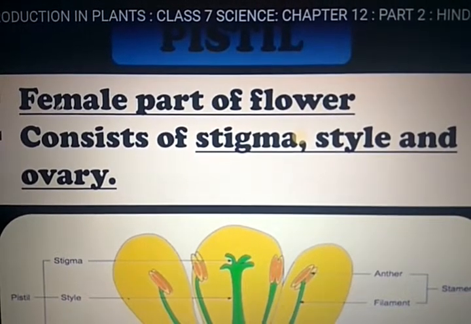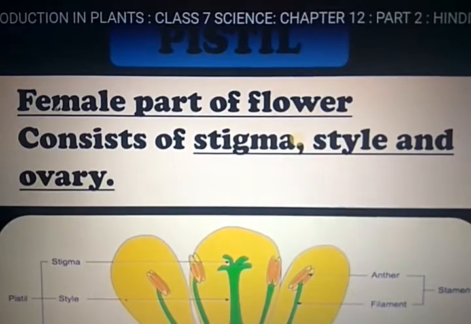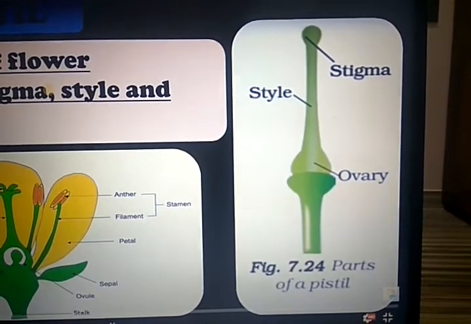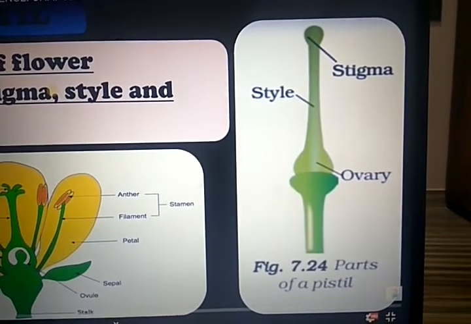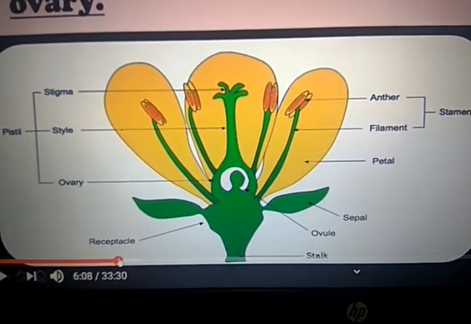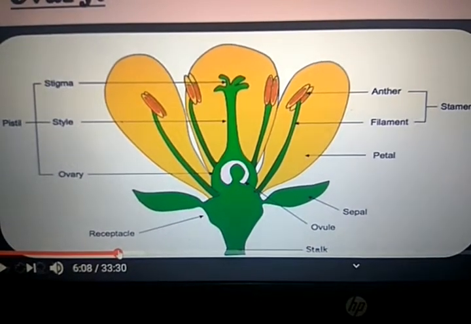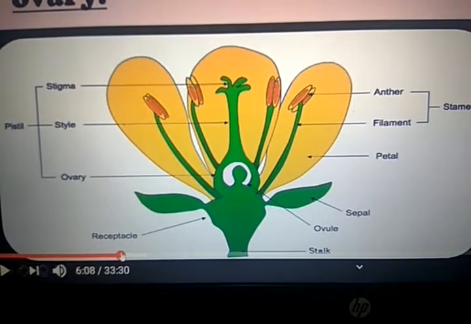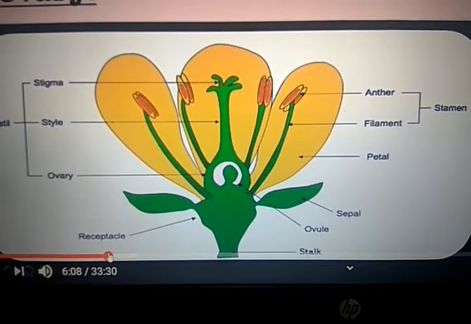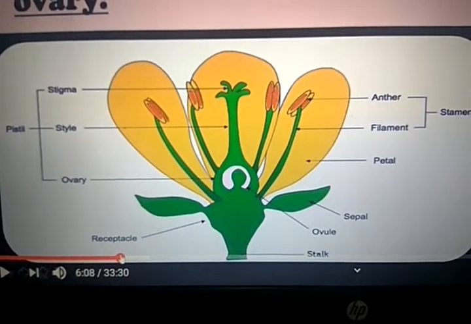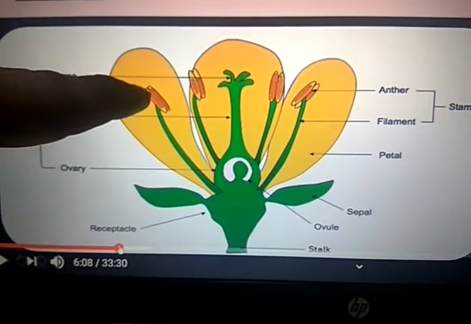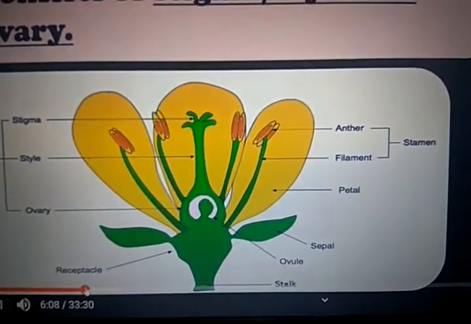Pistil is the female part of the flower, which consists of stigma, style and ovary. As you can see, this is the pistil, the female part of the flower. The upper part is the stigma, then the style and the ovary. Now you can see, this is a flower. You can see the sepal is there, the petal is there. You see the stamen part. Exactly in the middle, the pistil is there. And these 1, 2, 3, 4 parts are the stamen.